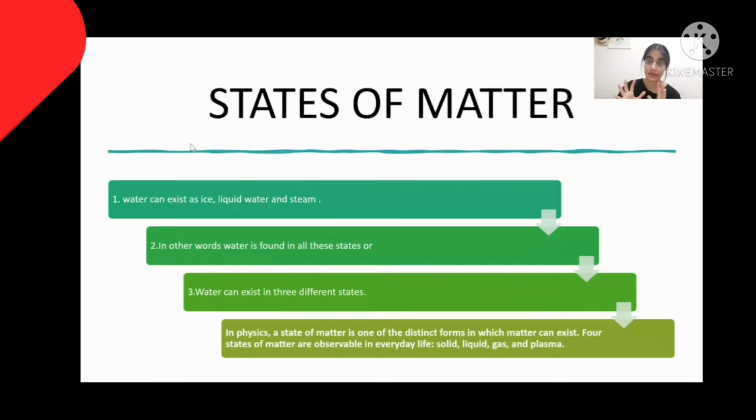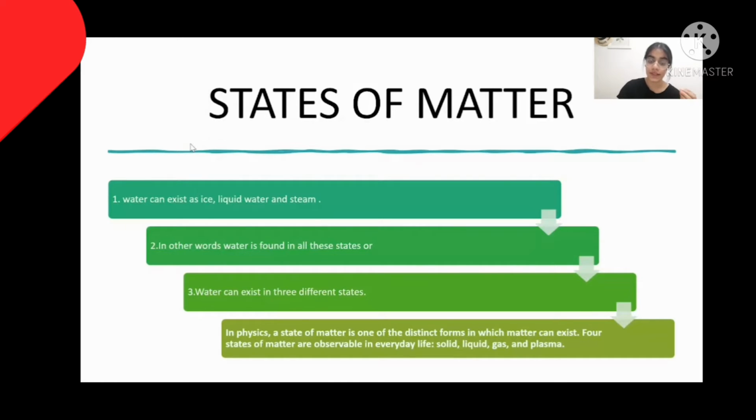So one matter that is named as water can exist in one state as ice, as a solid, it can exist as a liquid, and it can exist as a gas. In other words, water is found in all 3 states. These states that I just described, solid, liquids, and gases, are 3 different states. There are different forms in which a certain matter can exist.